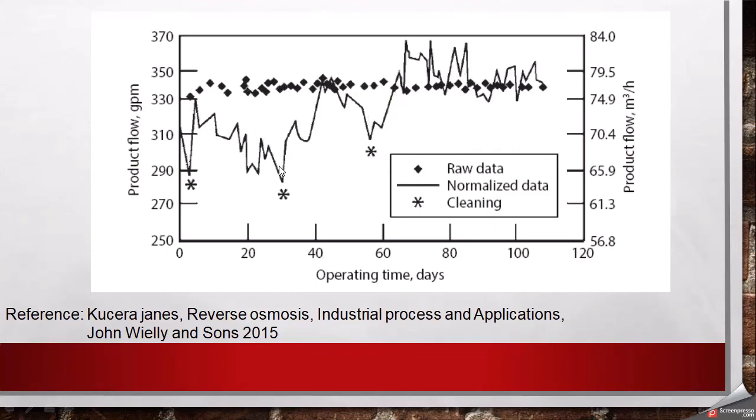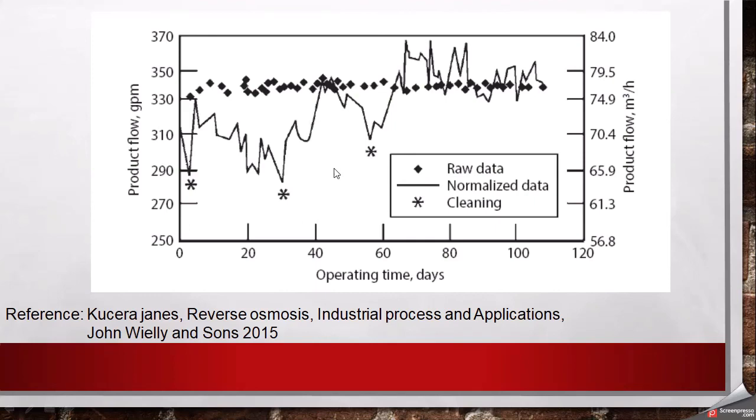Here it changes, product flow reduces, then increases, reduces, and when there is a 15 to 25% change in the permeate flow, then it requires cleaning. So this star shows that at these points we need to clean the membrane. This graph shows the importance of normalized data.